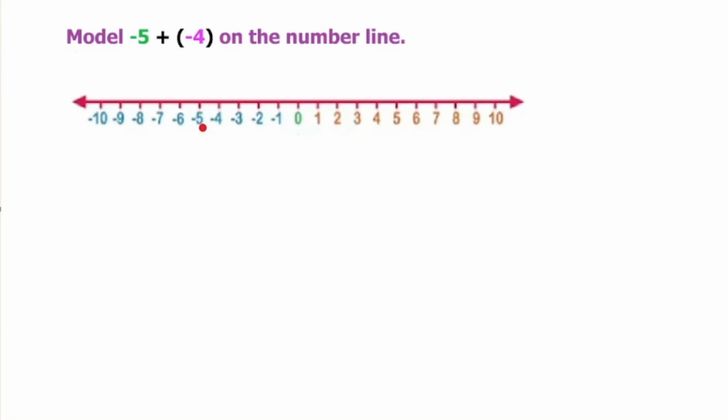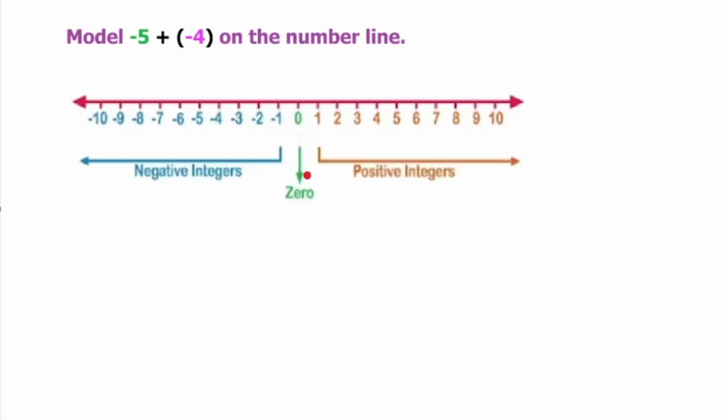So let me just review some of the pieces of the number line. So these are all negative integers here. All of them are negative, and the 0 is here, and then the numbers to the right of the 0 are positive integers. Okay, so left of the 0 we have negative integers. And as we go to the left, the numbers are getting smaller, and then as we go to the right, the numbers are getting bigger.